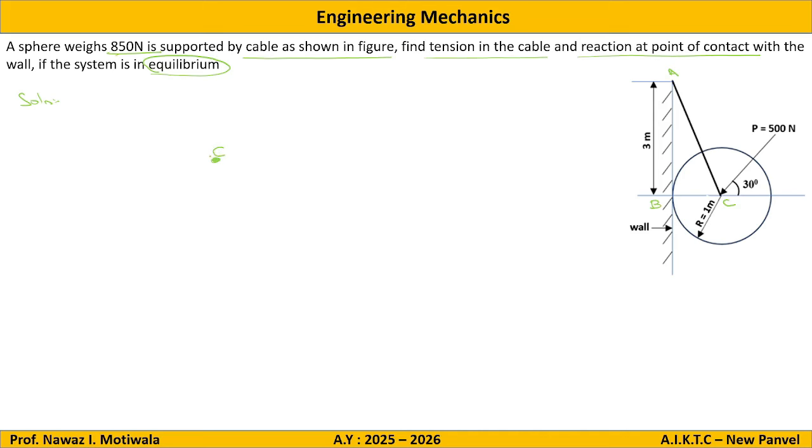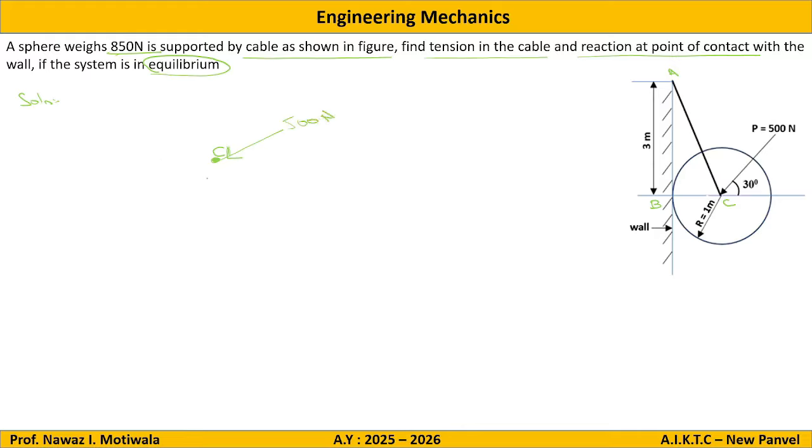The first force we show is the applied force. Here the force P of 500 Newton is applied at point C. So I will first make the applied force. See the direction of force. It is going downwards. Don't make this mistake. So it is a downward force of 500 Newton.